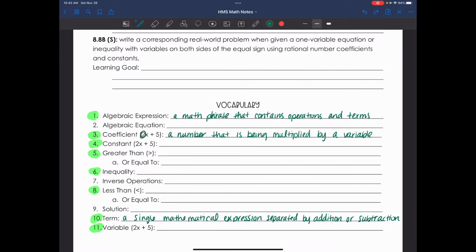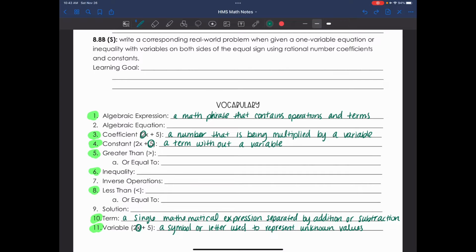Going into that, a coefficient. In the example 2x plus 5, 2 is a coefficient because it is the number that is being multiplied by a variable. A constant is the 5 in the example 2x plus 5 because it's a term without a variable. So basically just a regular old number.